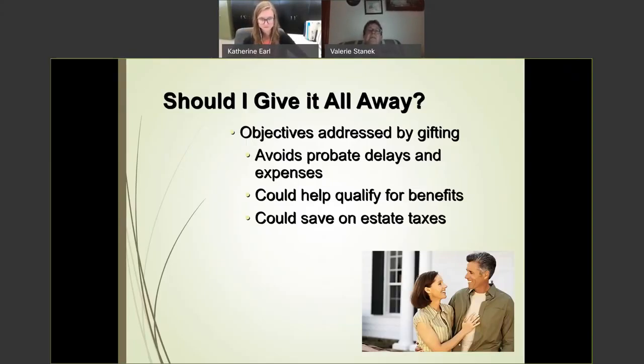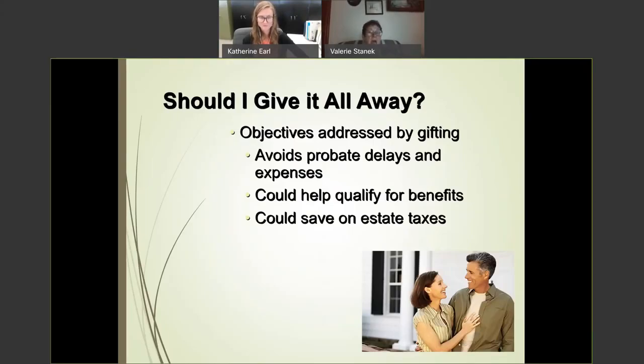So some of the objectives that are addressed by gifting, some of the things that you actually can accomplish by gifting, you could avoid probate delays and expenses completely. Gift those assets away right now, and you don't need to worry that after your death, your heirs are going to have to wait before they can receive your assets, and you don't need to worry about it costing a lot of money going through probate.